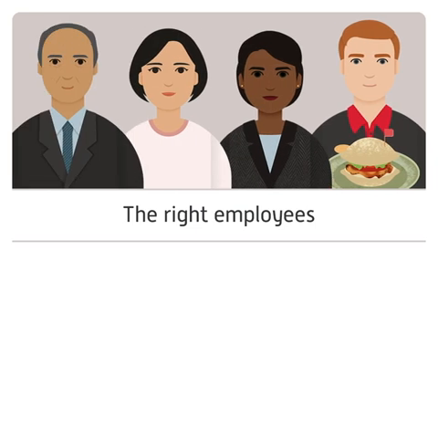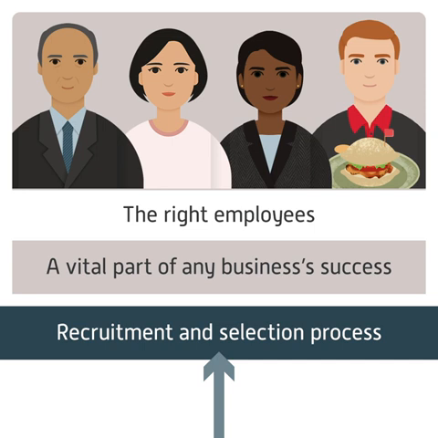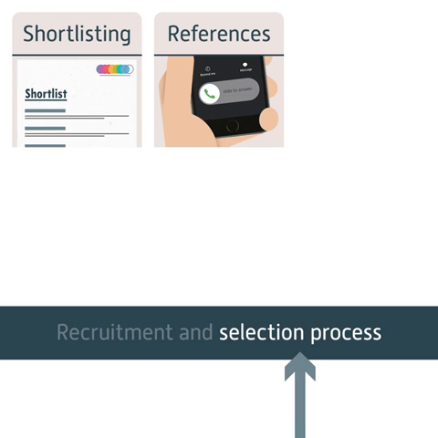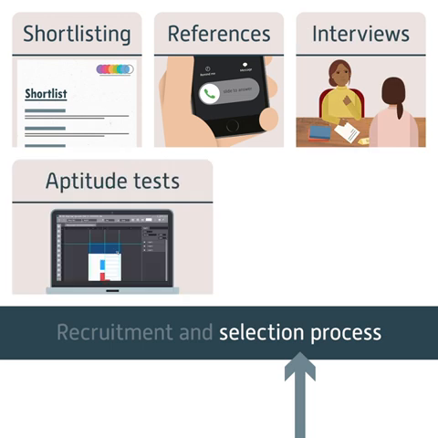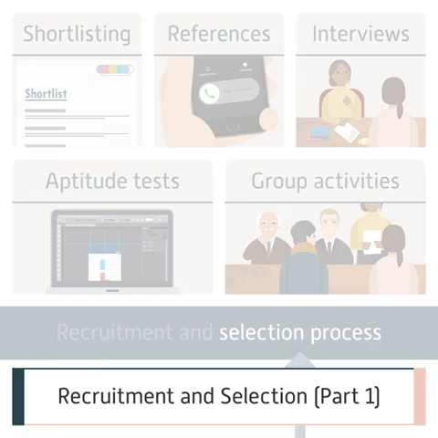Hiring the right employees is a vital part of the success of any business, and this is done through the recruitment and selection process. In this pod, we'll focus on methods of selecting staff, including shortlisting, references, interviews, aptitude tests, and group activities. If you haven't already watched Recruitment and Selection Part 1, it would be useful to go back and watch it first to understand how employers identify and advertise vacancies.